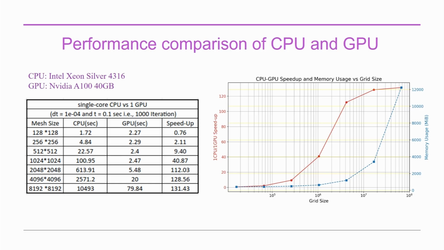The CPU versus GPU speedups are calculated for varying grid sizes from 128 square to 8000 square, and the red line shows the speedup graph, and the blue dotted line shows the memory usage for running each grid size. We can see as the grid size increases, the memory also increases along with it, while the speedup saturates after a 2000 square grid size.